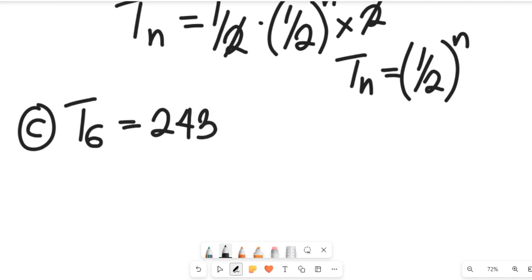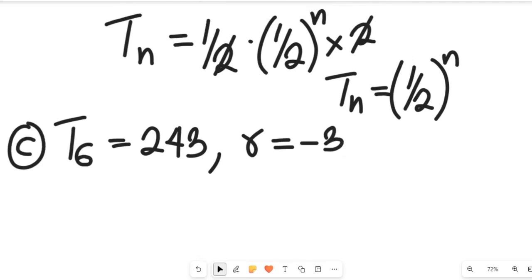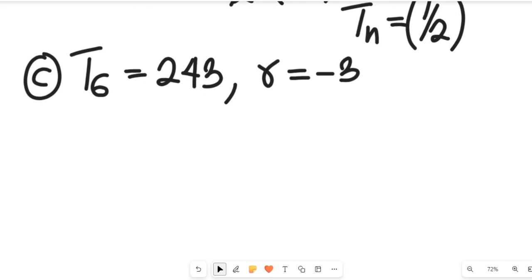243. And then we'll have our common ratio R to be equal to negative 3. Now let's solve that. We are asked to find the Tn. We don't know the Tn.